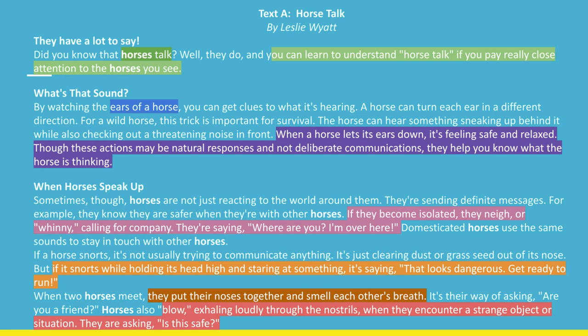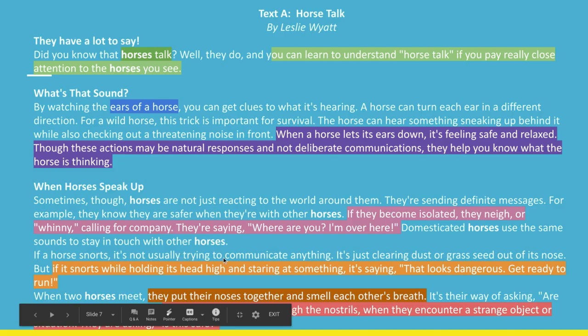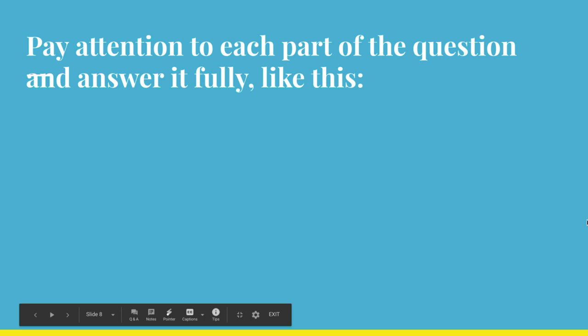I'm going to start by highlighting important information to find the main idea of horse talk. So I'm highlighting here the words horse talk, and then this part right here: you can learn to understand horse talk if you pay really close attention. And then I highlight all the details. What are some of the different details of how a horse talks? Well, they communicate with their ears, they neigh or whinny, they sometimes snort, they put their noses together and smell each other's breath, and they blow.